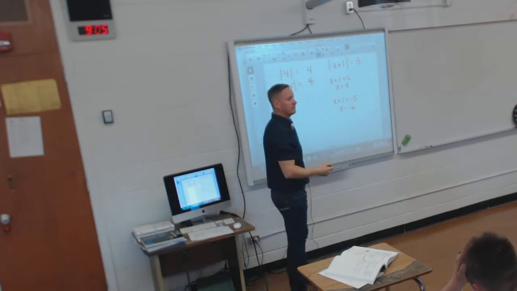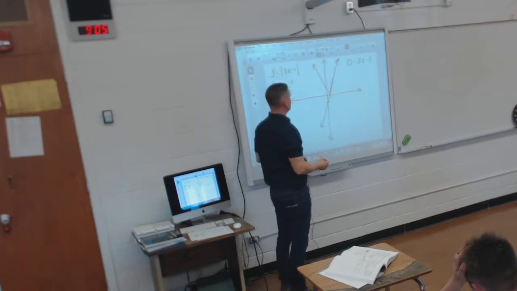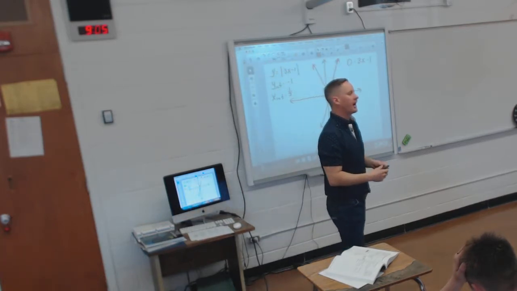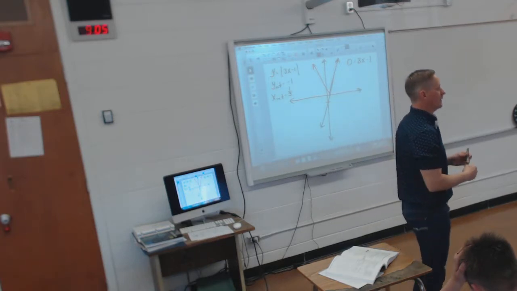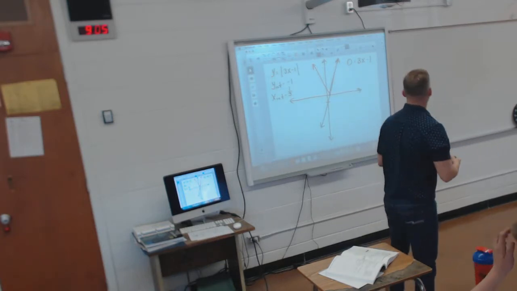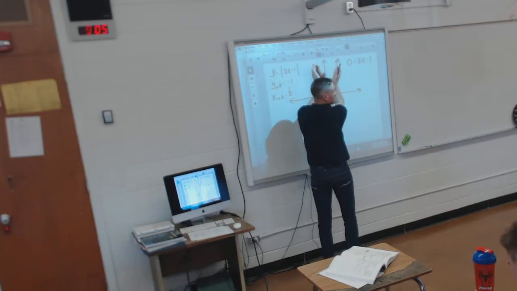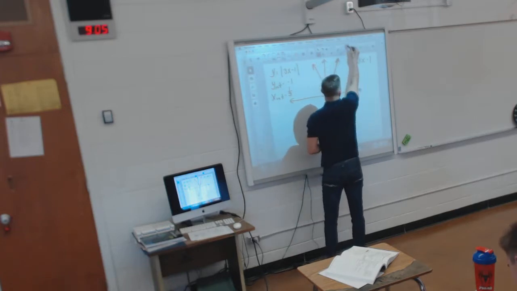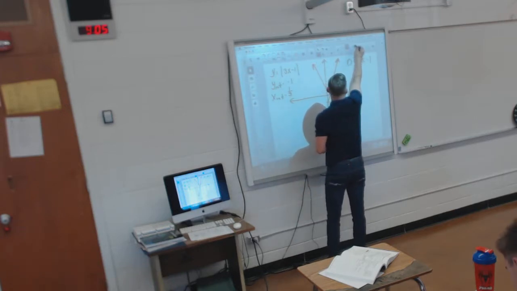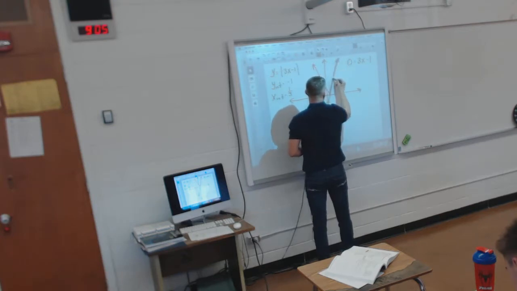So far, so good? Yes? Okay, now going back to this graph. There are two graphs here. There are two graphs that we're going to look at that create this. Okay? So graph number 1 is this line right here.